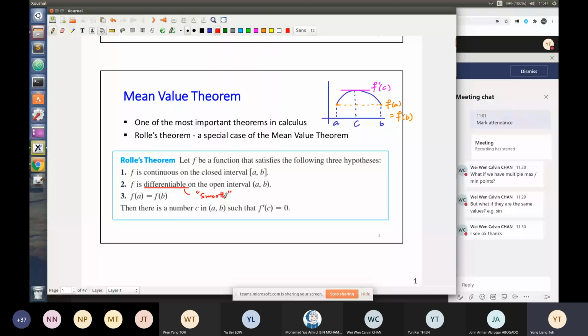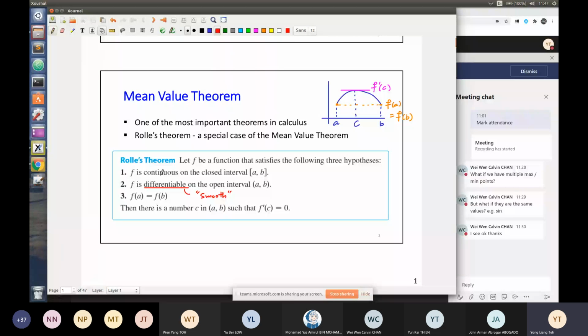Quite clearly, if the function is not smooth, if it has a kink, then it's not possible to draw a tangent at a kink. So for a smooth function, you can always draw a tangent. So what does that mean? If you can always draw a tangent, it is differentiable. Of course, as long as the tangent is not vertical.